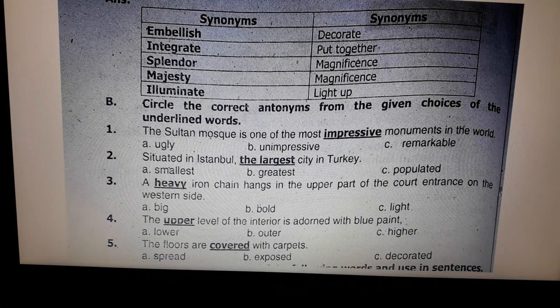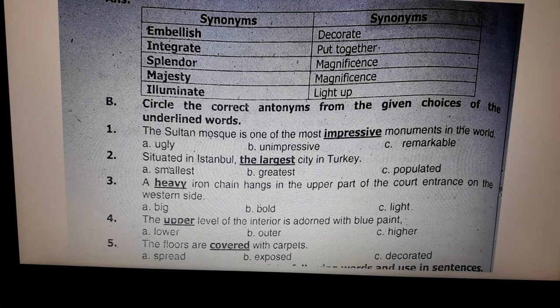Circle the correct antonyms from the given choices of the underlined word. Students, synonyms and antonyms are opposite. Now you must understand, you have to be very careful while answering these questions. These are the MCQs, multiple choice questions. In the board exams and even in internal exams of the school, we make the students answer these types of questions regularly to make them familiar with the different techniques. So this exercise B is a practice of word antonyms.